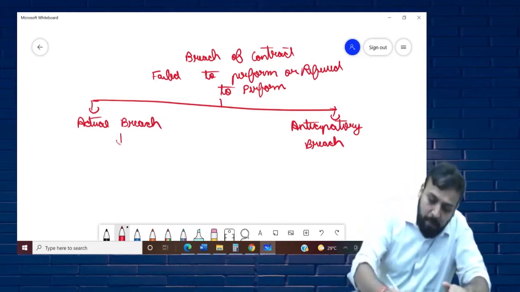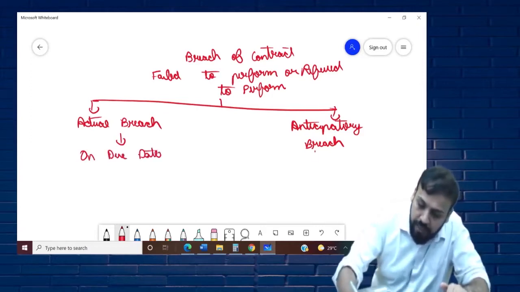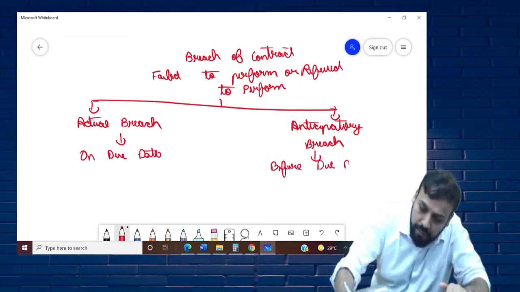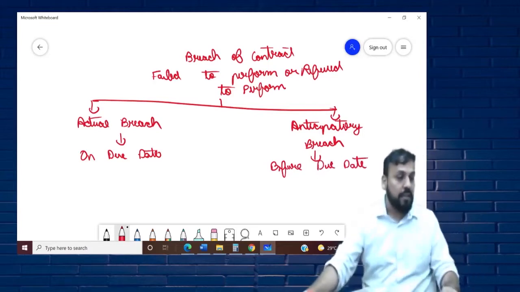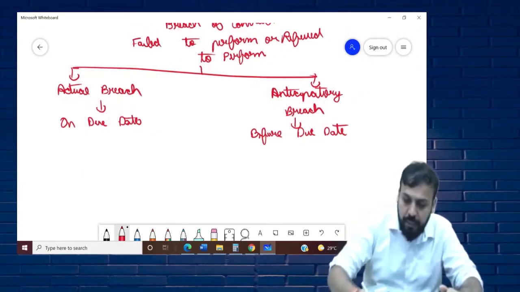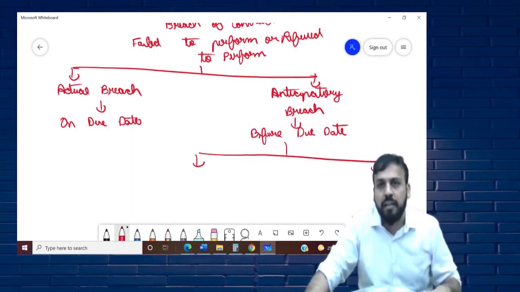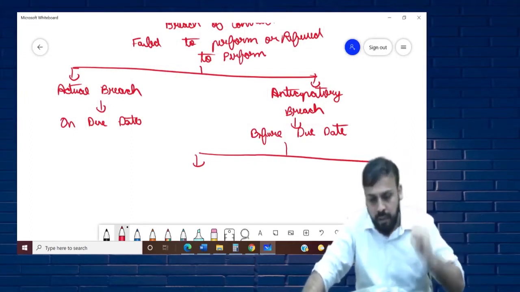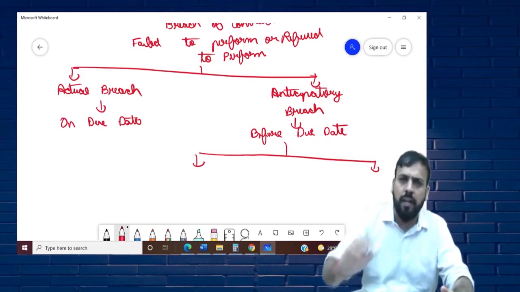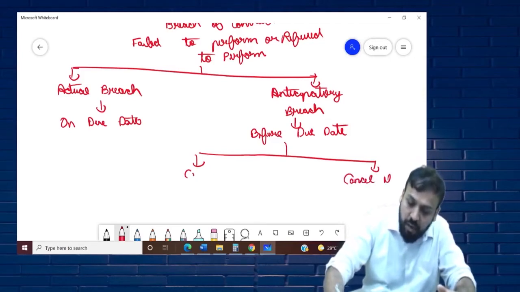So when breach takes place on the due date, it is actual breach, and when breach takes place before the due date, it is anticipatory breach. In this, I have two options. The painter who was planning to come on the 10th informed on 1st November that he will not come. So I'll say, okay, leave, I'll appoint another painter. Can I cancel the contract? Yes, I can cancel the contract. I can rescind the contract. Very, very clear.